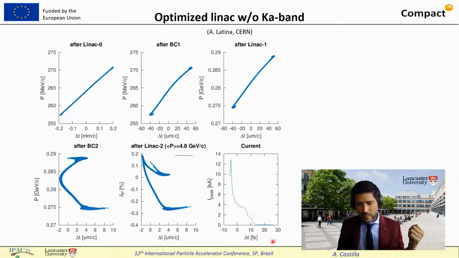And if you see the peak current distribution, this is not really suitable for an FEL, so the undulators will not like it. So we are in trouble there.